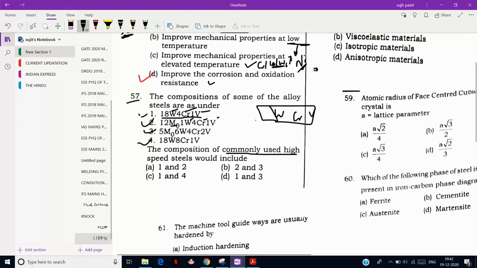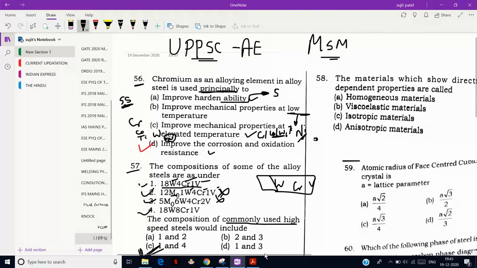Molybdenum is added when there is a high temperature requirement. One thing I missed here in option C: I told you chromium, cobalt, titanium, tungsten, as well as molybdenum. Molybdenum is the main alloying element to improve hot hardness, that is hardness at elevated temperature, but commonly used high-speed steel does not require any red hot temperature or hardness. So options 2 and 3 directly get eliminated, and only options 1 and 4 are the correct answer. Hope you guys understand.